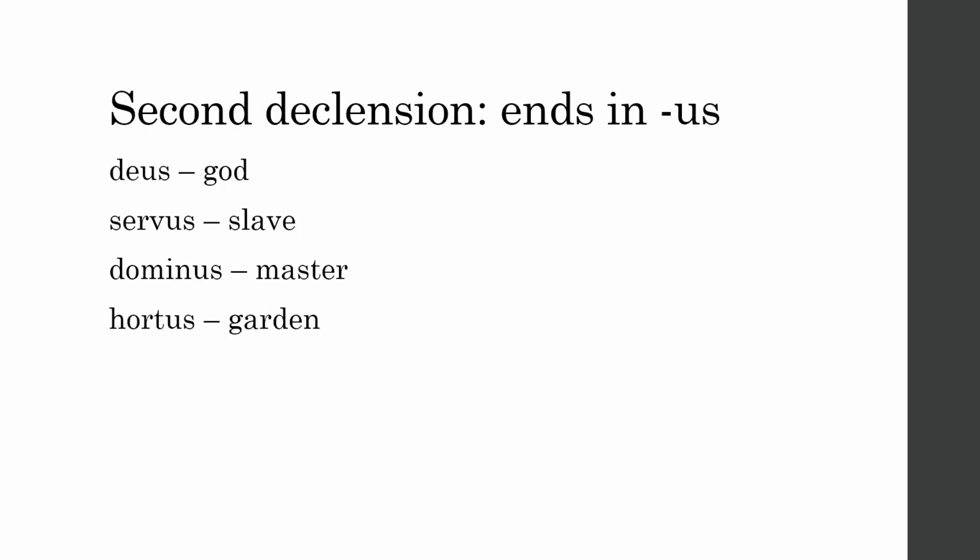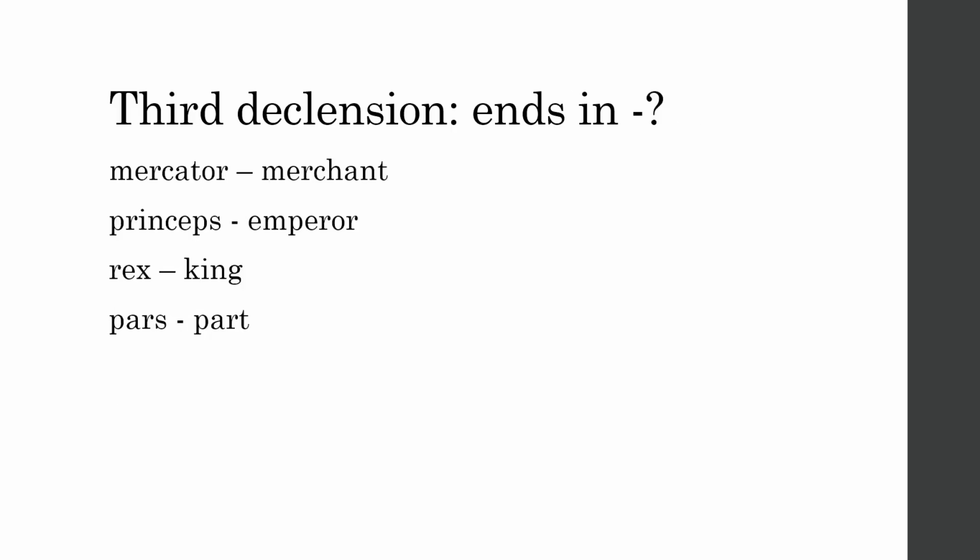The second declension covers words that end in us, such as Deus, Servus, Dominus, or Hortus. Names like Marcus, Julius, or Brutus would go into the second declension. The third declension is kind of like a catch-all. It covers words that don't fall into any of the other declensions. So words like mercator, princeps, rex, and pars would all go into the third declension, and a name like Nero would too.